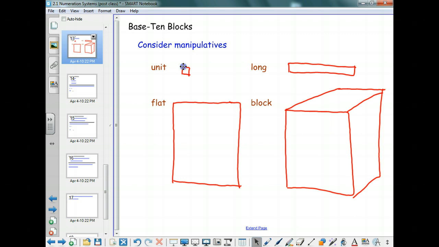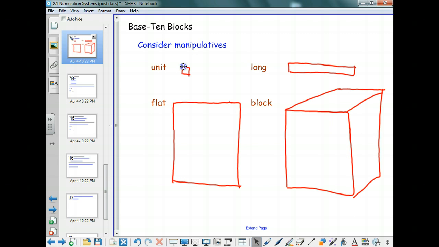So these are different base 10 blocks. You're going to see some pictures in your book when they talk about base 10 blocks, and this is what they're going to draw them like. Their pictures are going to look good instead of being on slides like mine are. But what you need to know is the language they're using. When they say long, you know what they're talking about. When they say block, you need to know what they're talking about.